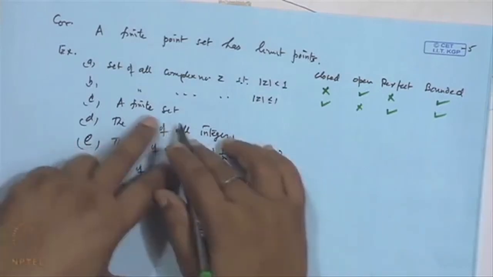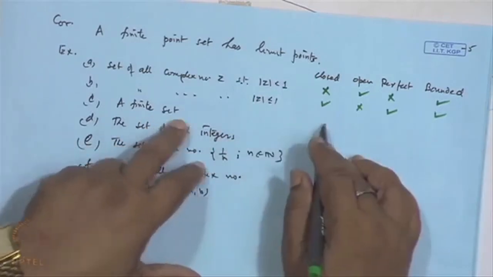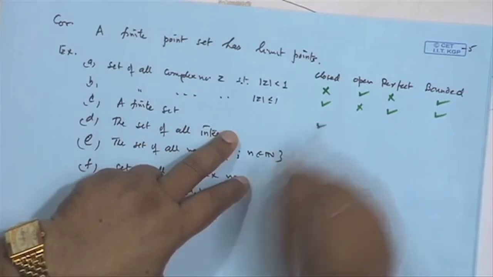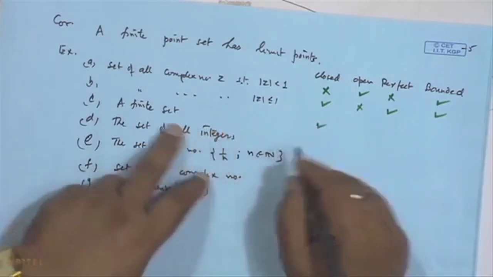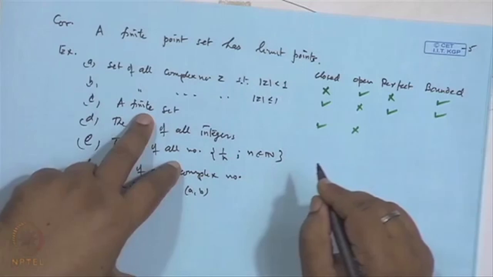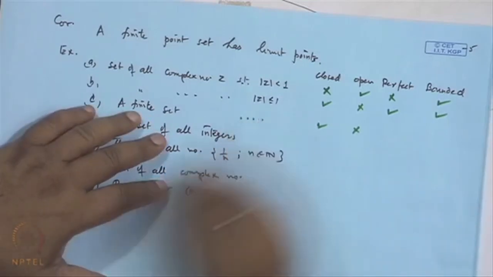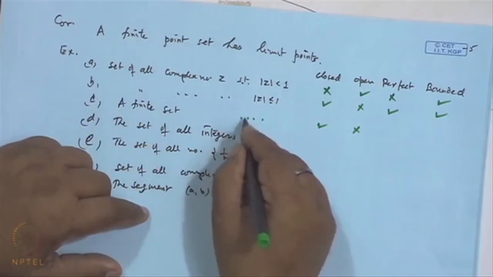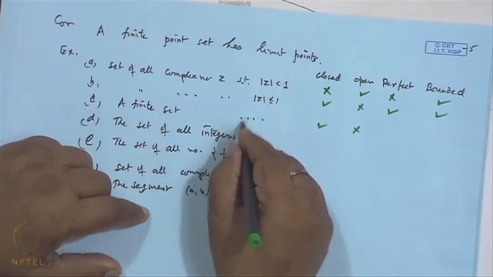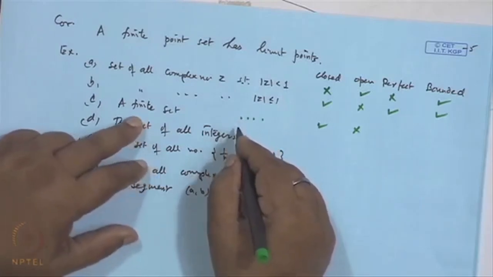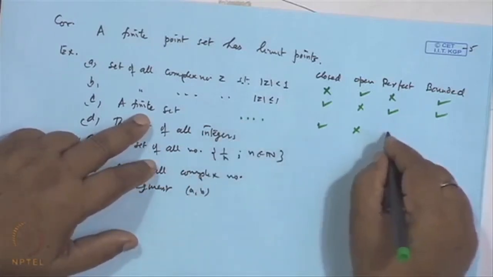A finite set does not have any limit point, so we can assume all the limit points inside it are there, so we can say it is closed, but it is not open. Why is it not open? Because if we draw the neighborhood around the point P, then we do not get any point other than this. So this will not be an interior point, so it will not be an open set.